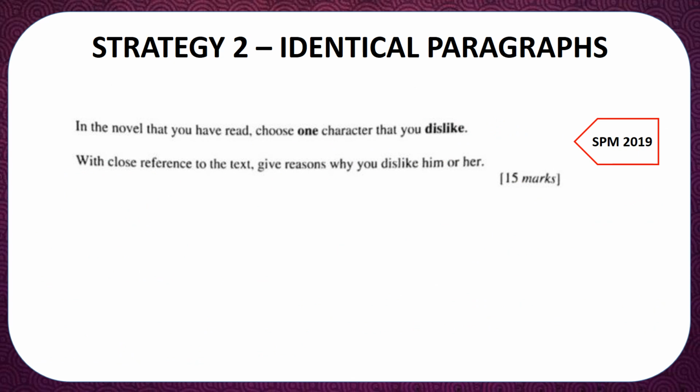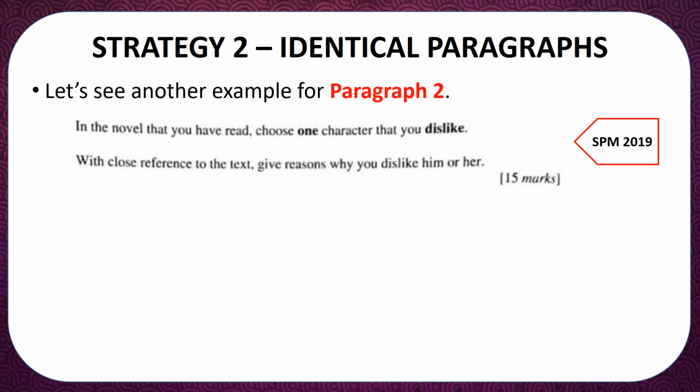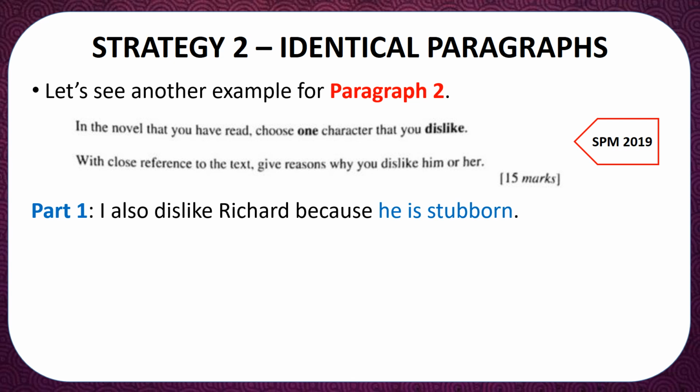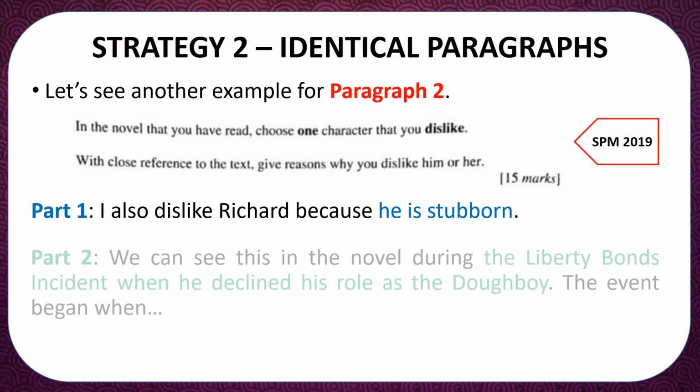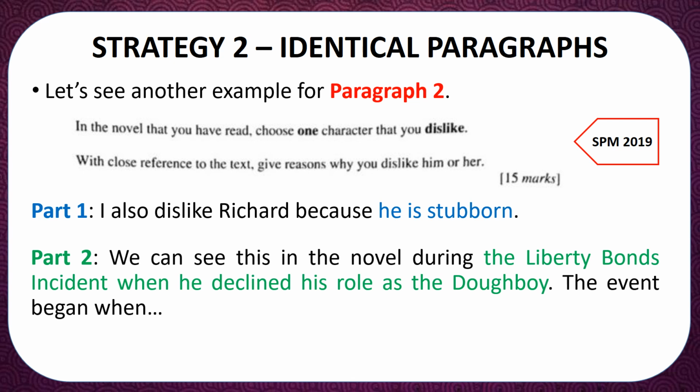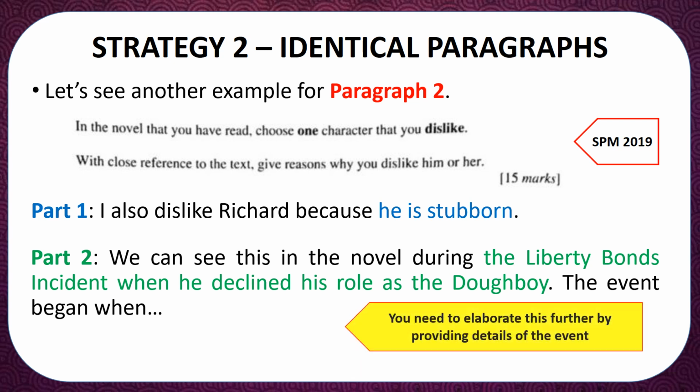So earlier, we talked about Richard being selfish. Now, in the second paragraph, we will talk about Richard being stubborn. So let's see. For part 1, I also dislike Richard because he is stubborn. And then you need to give elaborations. We can see this in the novel during the Liberty Bonds incident when he declined his role as the doughboy. The event began when blah blah blah. You need to elaborate this further by providing details of the event as we have done in paragraph 1 earlier.